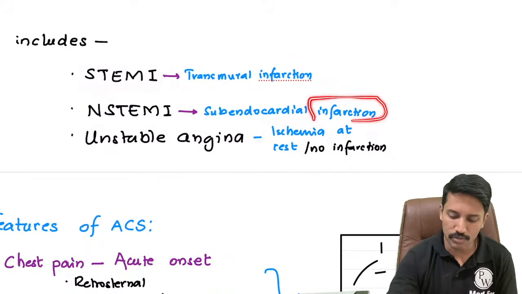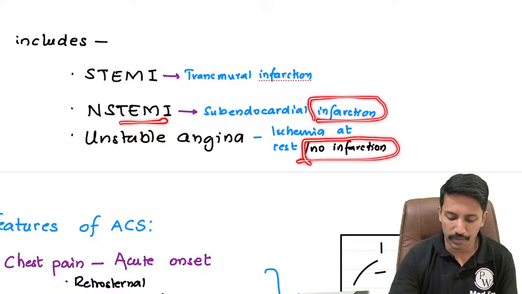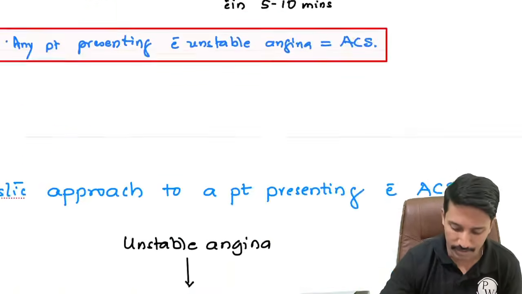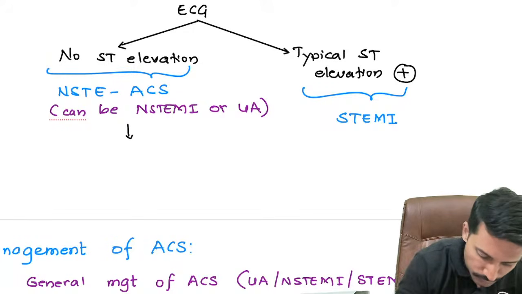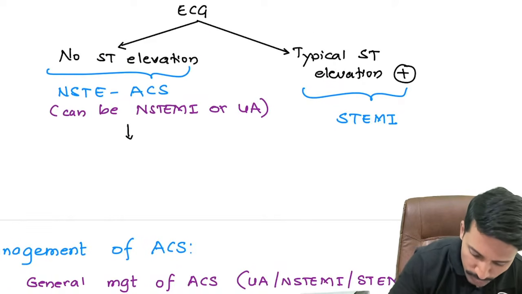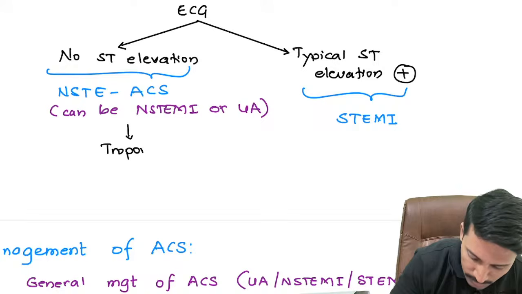But here I have to rely on the markers. So if the markers are positive, that means infarction is there, then it is NSTEMI. If markers are negative, no infarction, then we will call it as unstable angina. So next step here will be to go for those markers. What markers are usually preferred? The most commonly performed marker is troponins, cardiac troponins.